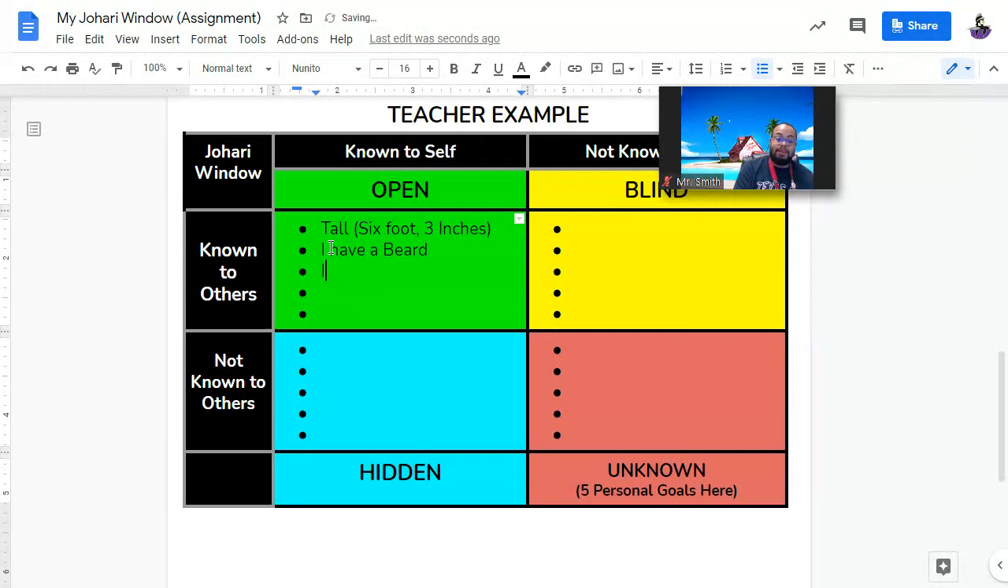You also know that I am a teacher. That's just something that everyone can see. What else? I'm overweight. I am overweight, just a little bit, maybe a little bit more than a little bit, but either way. And then what else? I think people would see that I'm a happy person. I'm usually always smiling.